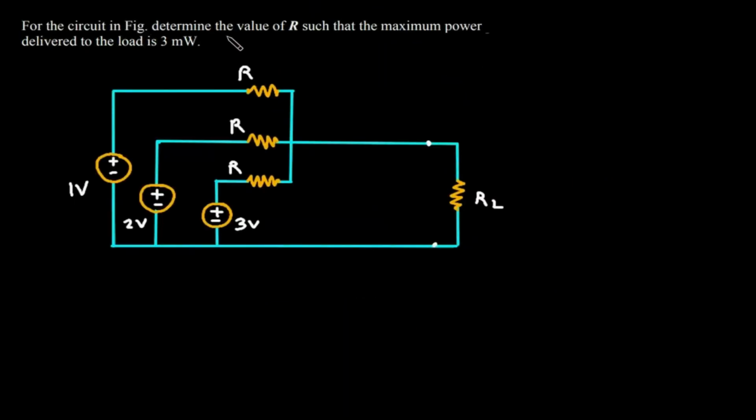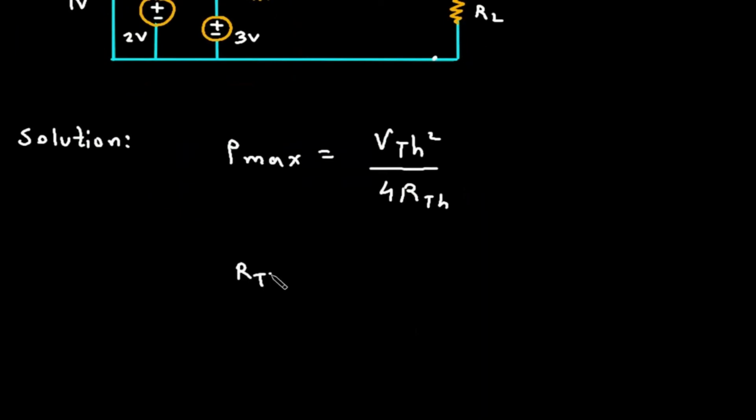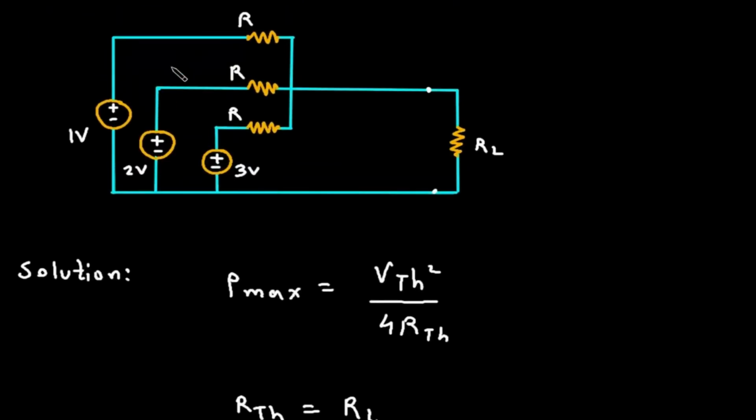For the circuit in figure, determine the value of R such that the maximum power delivered to the load is 3 milliwatt. Solution. We have to find the value of R. So we know that Pmax is equal to VTH square by 4RTH. Now for maximum power transfer, RTH is equal to RL. So we have to find the value of RTH.